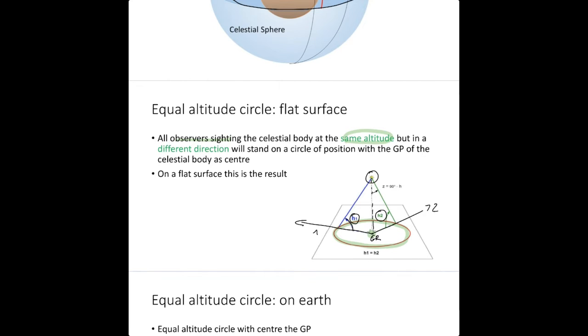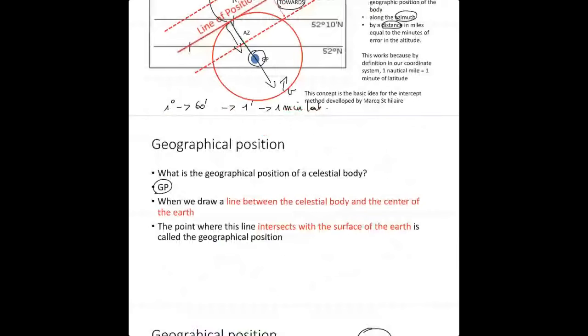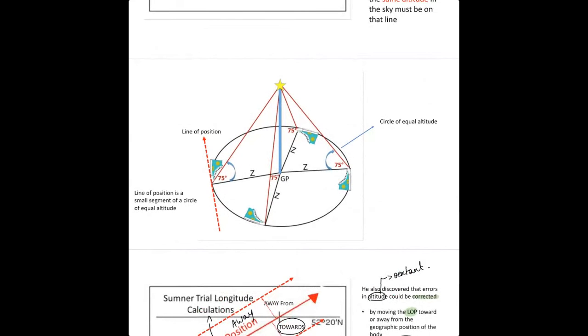Okay? And this circle is called the circle of equal altitude. Okay? This is the result on a flat surface. Okay? And so now I want to go back to this other drawing here. You see that, for example, when you have a celestial body, you find the geographical position. The geographical position is defined by the declination and the GHA. And then you see that all persons sighting this celestial body at a true altitude of 75 degrees are all on a circle which is called the circle of equal altitude, which is this circle here.